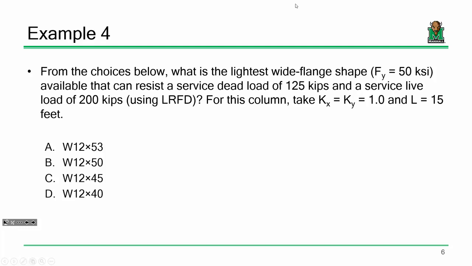So here's the problem. From the choices available below, what's the lightest wide flange shape that can resist a service dead load of 125 kips and a service live load of 200 kips? They gave us dead and live, and we need to determine what column is going to work. For this column, we take Kx equals Ky equals 1 and L equals 15 feet. If Kx equals Ky, which axis governs, weak axis or strong axis? Weak axis governs. And if the weak axis governs, I don't even have to check the strong axis. It's really just factor the load, find the one that works. So let's go through this step by step.